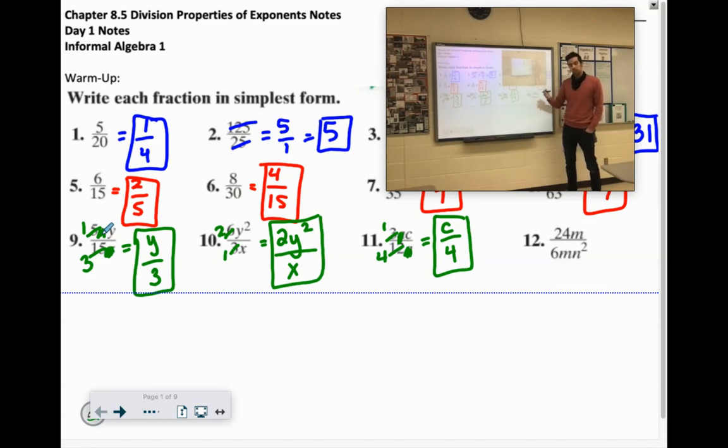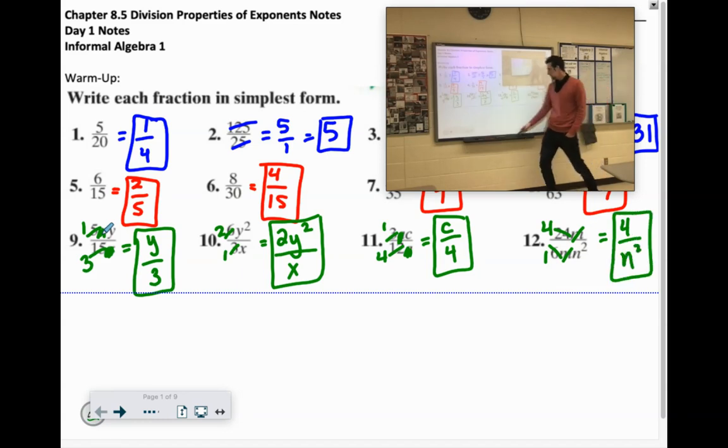24/6, 6 goes into both of those, so the 6 will become a 1, the 24 will become a 4. I see an m up top and on the bottom, so we can cancel those out. So in our numerator, we have 4. In our denominator, we have 1n², which we'll just write n².